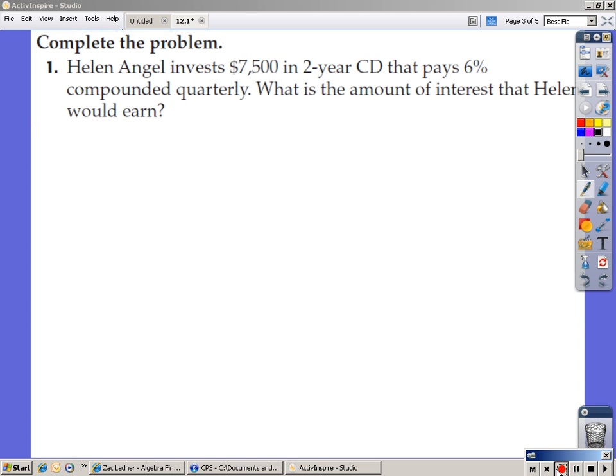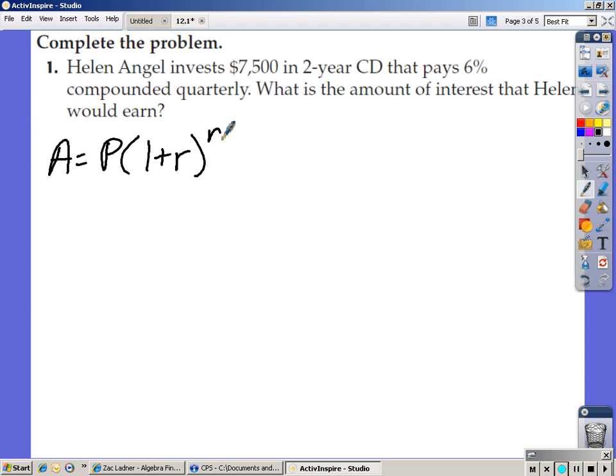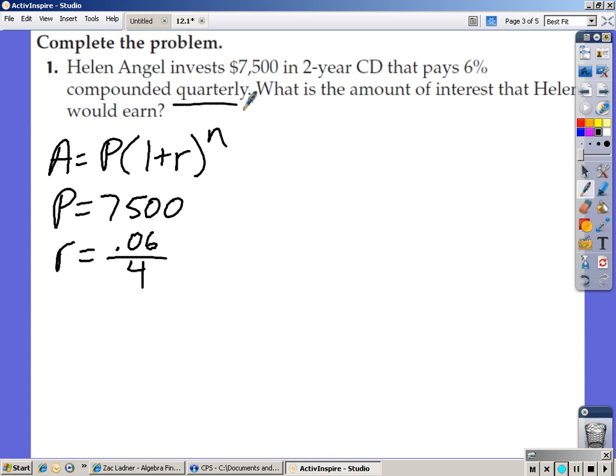Okay, let's go ahead and work this. Again, my formula, A equals P times 1 plus R to the n power. Identify my variables. P is 7,500. R is 0.06 divided by 4, and I use 4 because it is quarterly. N, it's for 2 years, so it's 2 times 4. 2 times 4 is 8. All right? So plug this into my formula.